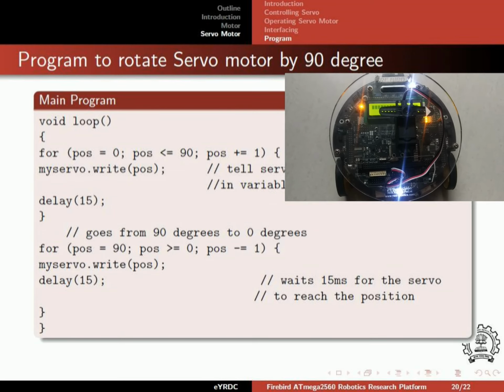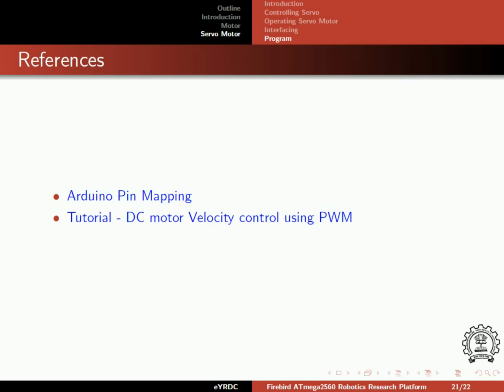Following are the references. First, ATmega 2560 pin mapping with Arduino. Second, tutorial of DC motor velocity control using PWM.